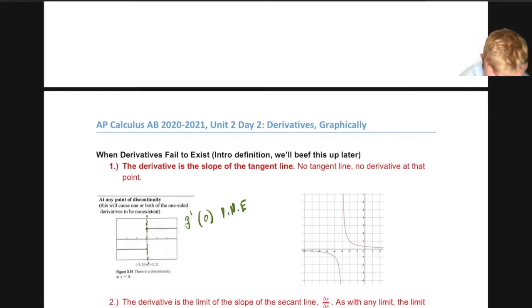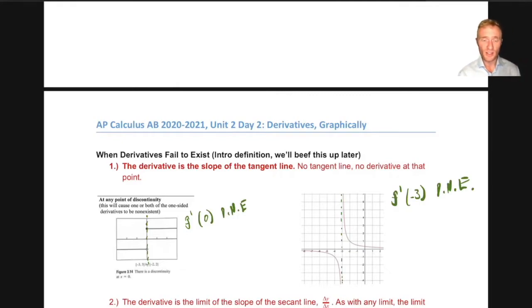On the right, if I were to try to draw a tangent line here, tangent means touch. So if we have a vertical asymptote, we never touch. F prime of -3 does not exist or is undefined. That terminology is a little loose. You can use either one. F prime of -3 is undefined. It does not exist. So those are 2 cases.